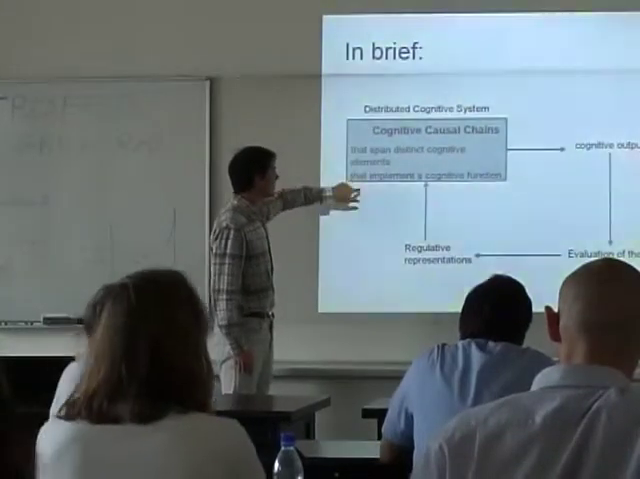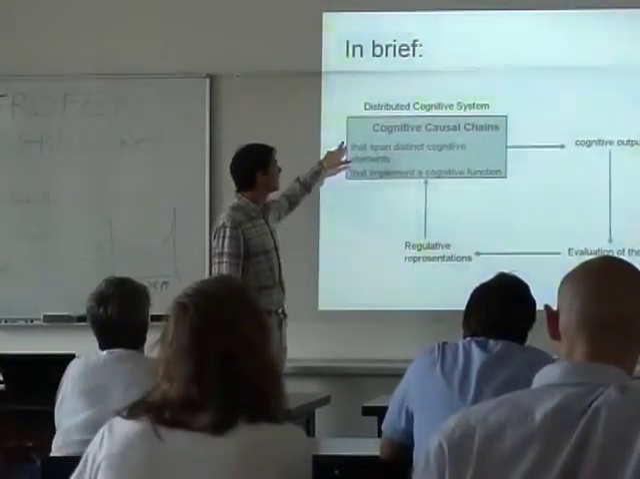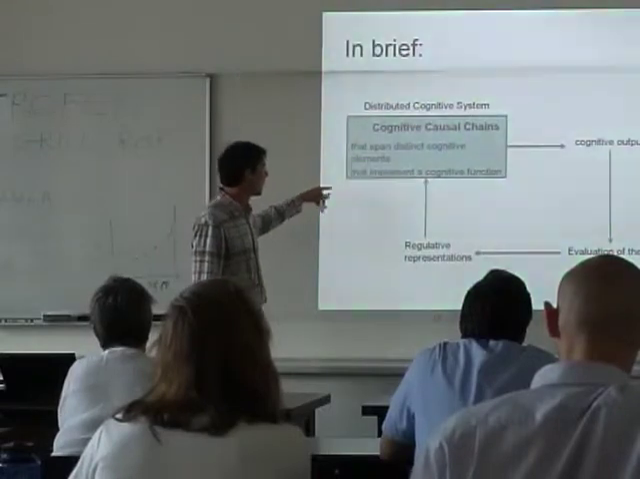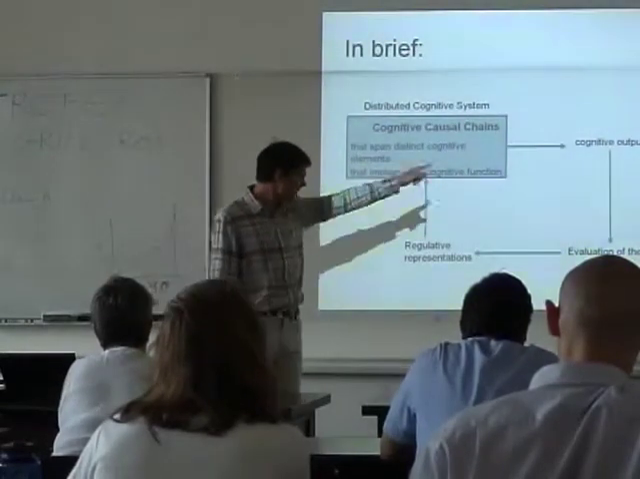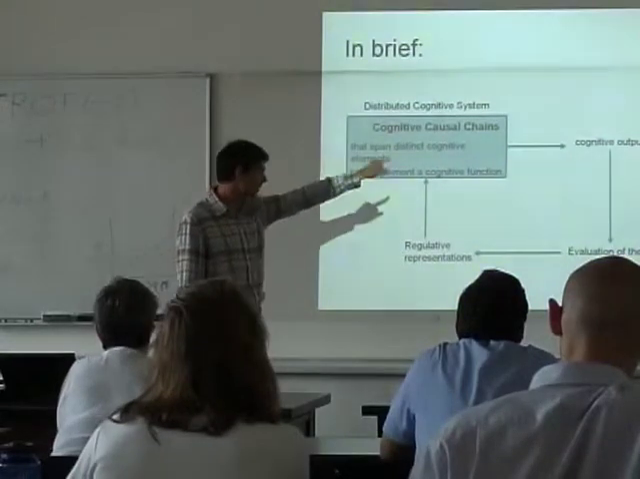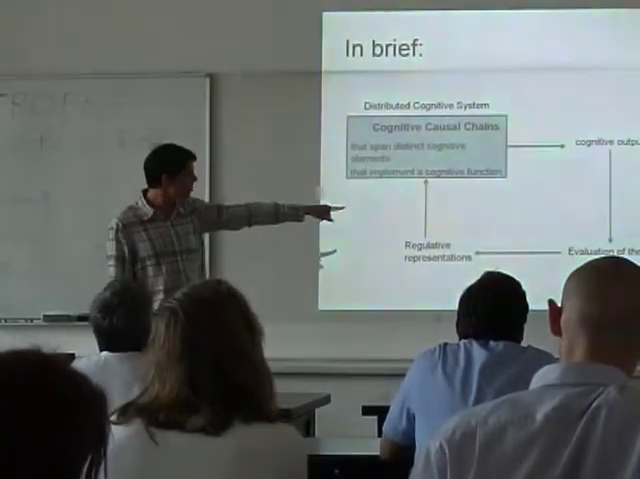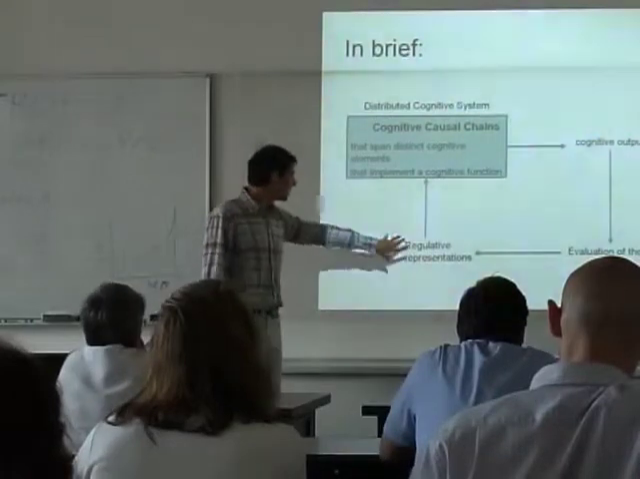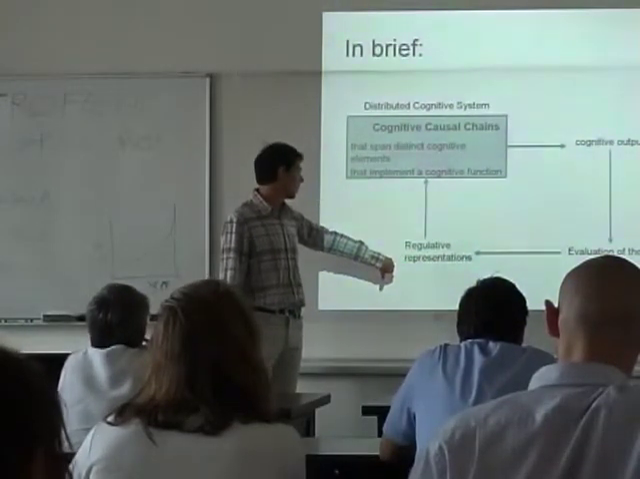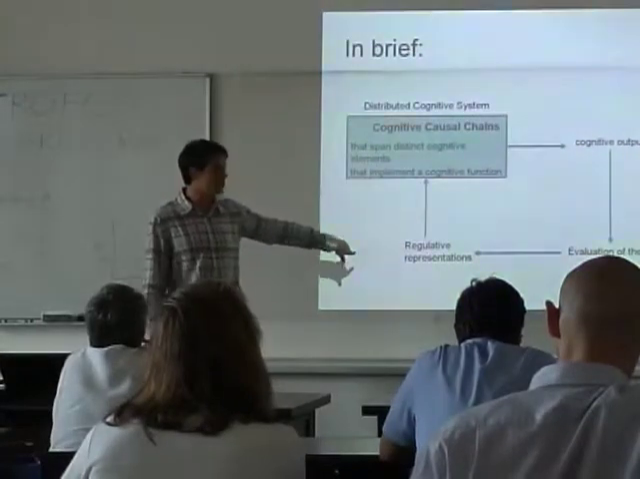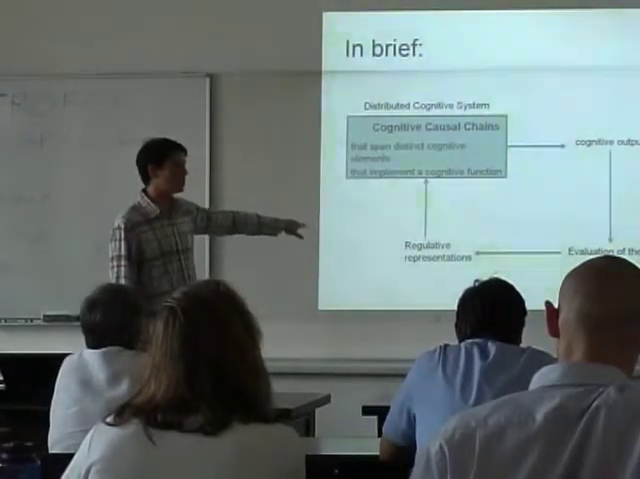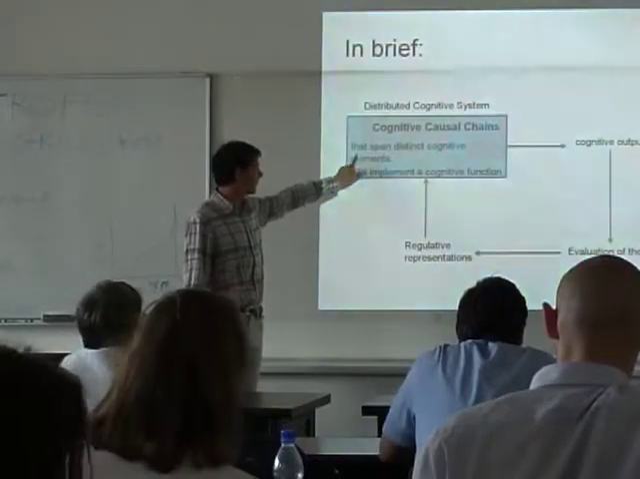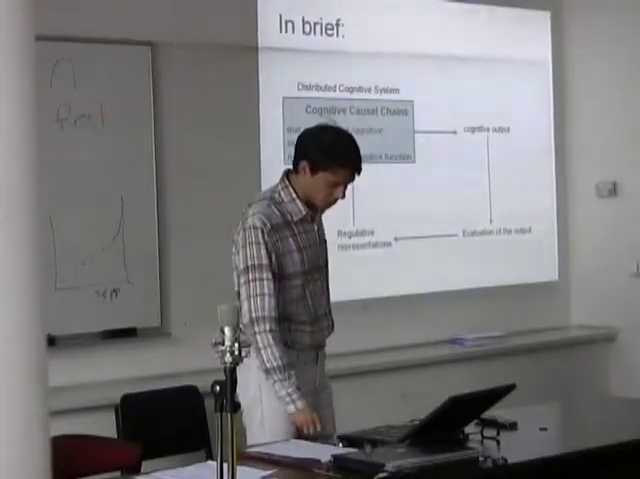So distributed cognitive systems are characterized as cognitive causal chains that span distinct cognitive elements, people or cognitive tools, and that implement a cognitive function. Then they produce their cognitive output. There is the evaluation of the output. Is it satisfactory? Is it not satisfactory? And there is the production of regulative representation. Can I trust this computer? Why? And in which conditions? What do I have to do in order to produce my proof? That has a regulative effect on the cognitive causal chain that constitutes distributed cognitive systems.